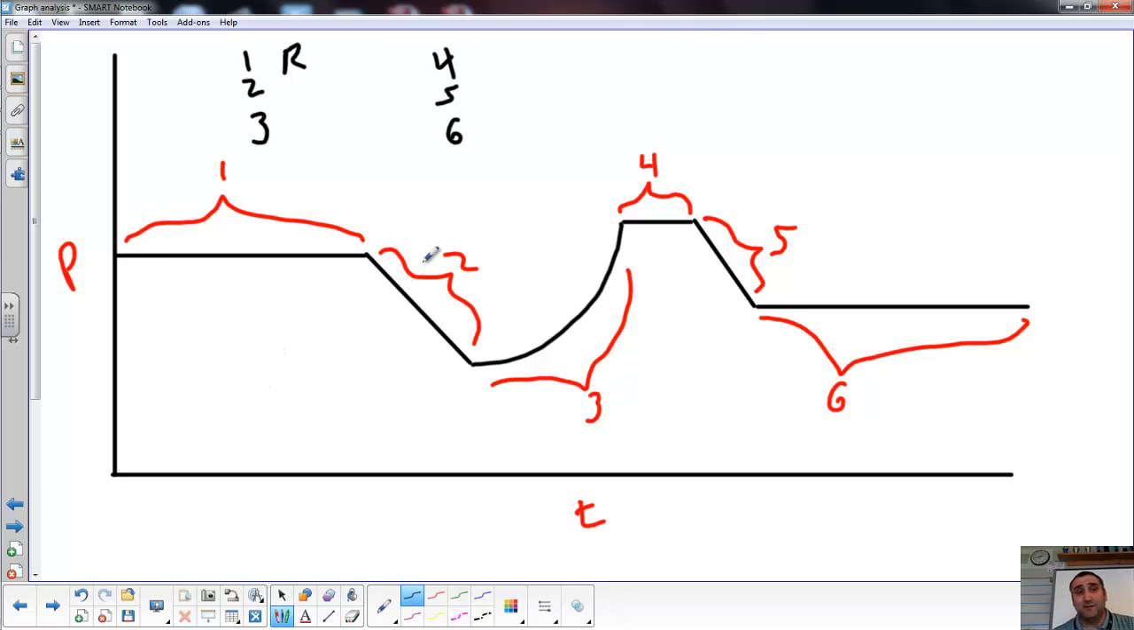Now you can unpause it, and 1 is rest. 2, constant negative velocity, because we got a straight line with a negative slope. 3, we're going to be accelerating. Positive acceleration, and we're also going forward. Positive velocity. 4, rest. 5, constant negative velocity. Again, negative slope. 6, rest.